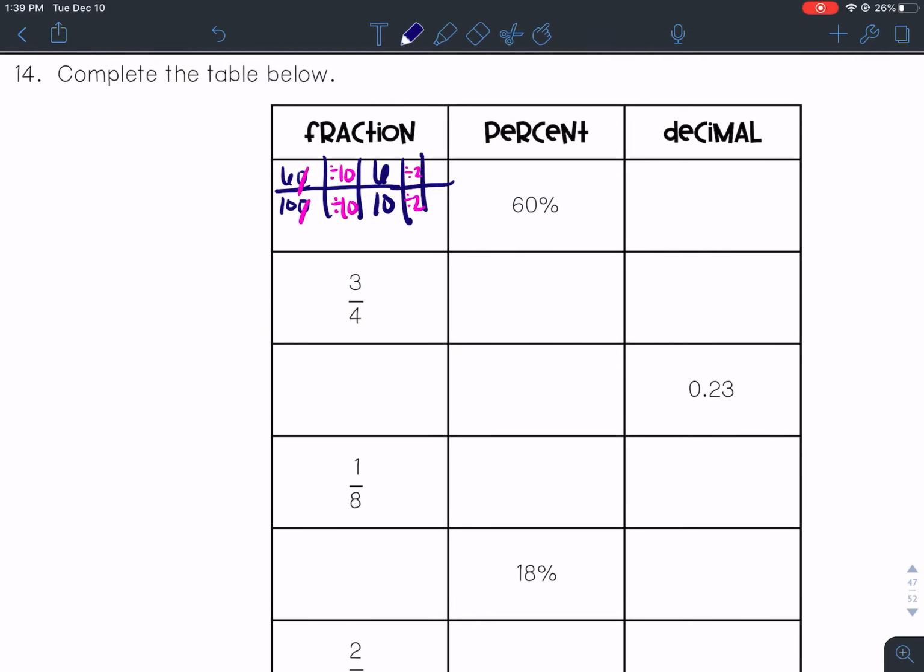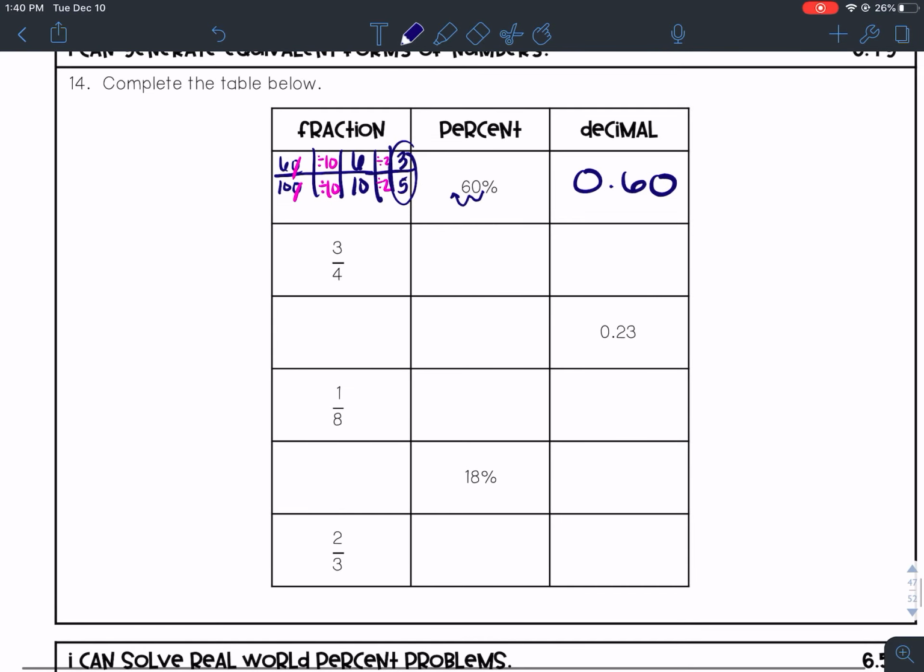6 divided by 2, I get 3/5. So 3/5 as a fraction. My percent, 60%. Now my decimal. Okay, remember, percent to a decimal: move your decimal 2 times to the left. 0.60. And then you guys can follow the patterns for the rest. I'm not going to do all of them.